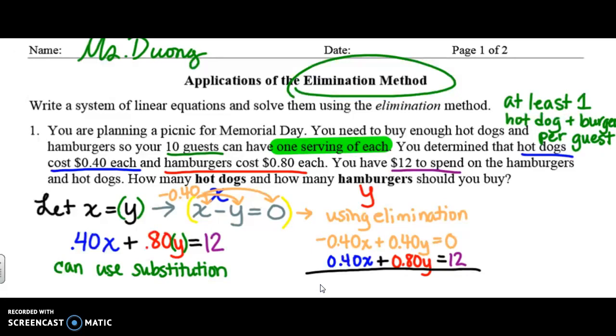Make sure you don't make that mistake. I know we tend to rush sometimes and we forget our product rules. So negative 0.4x and positive 0.4x in blue cancel out. They get eliminated.